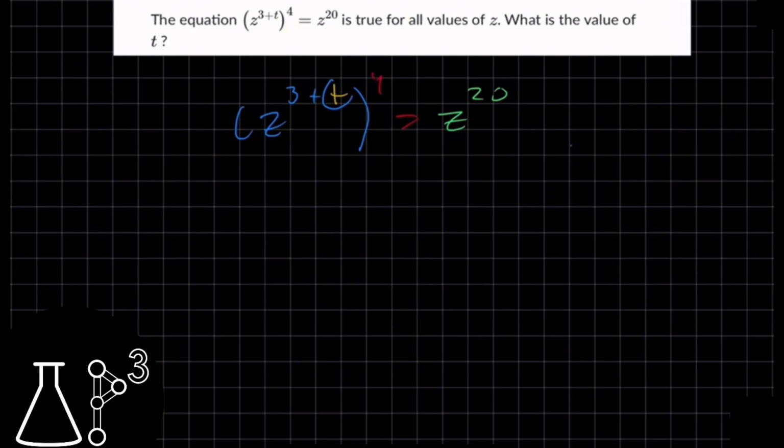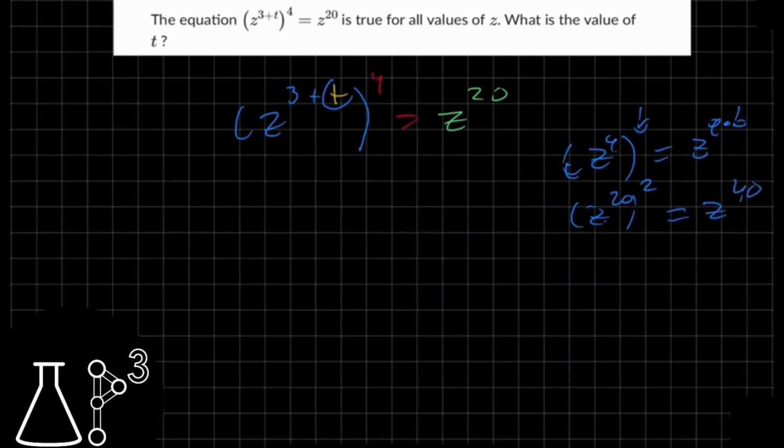So let's say I have z to the power of a in parentheses, and the parentheses has an exponent of b. In this case it would equal z to the power of a multiplied by b. So if I have z to the power of 20 in parentheses with the power of 2 on the outside, that would equal z to the power of 40.